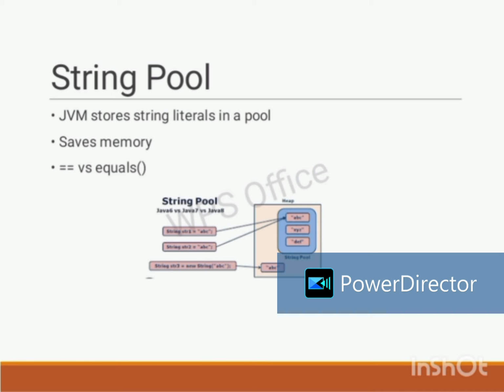However, if you use new String, a new object is created in the heap memory, and it's not added to the pool unless you explicitly call intern. This brings us to a common mistake: comparing strings using ==. The == operator checks whether two references point to the same object in memory.